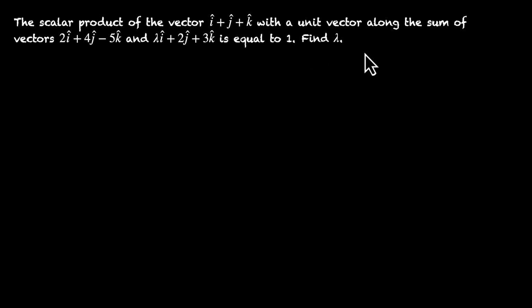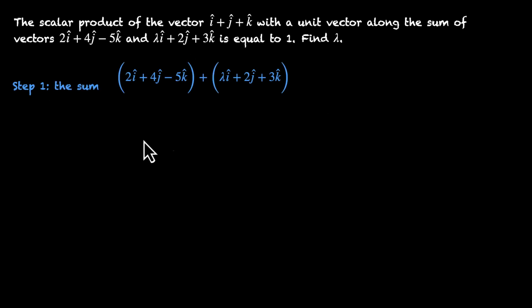Now pause the video, try this on your own. Okay, let's do this step by step. Let's first find the sum. The sum of these two vectors is going to be (2 plus lambda) i cap plus (4 plus 2, that's 6) j cap, minus 5 plus 3, that's minus 2 k cap. So that's the sum. Now we need to find a unit vector along this.